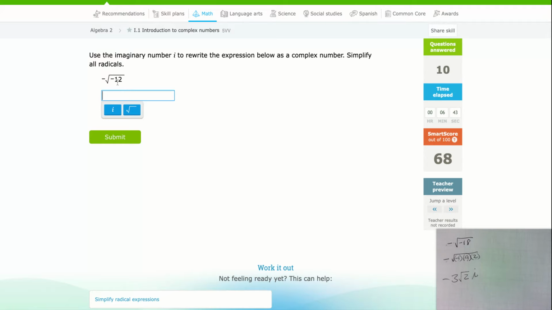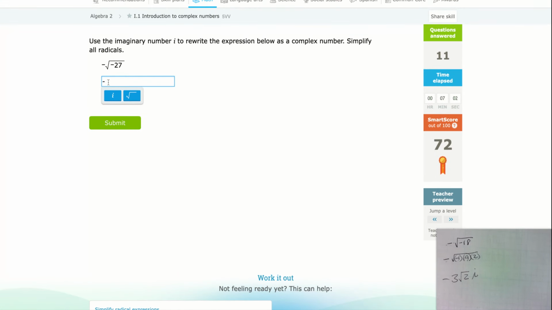Same thing here. 12 is a 4 times a 3. I can square root the 4. So I get negative square root of 4 is 2. I leave that factor of 3 underneath, and I square root the negative out as the i.